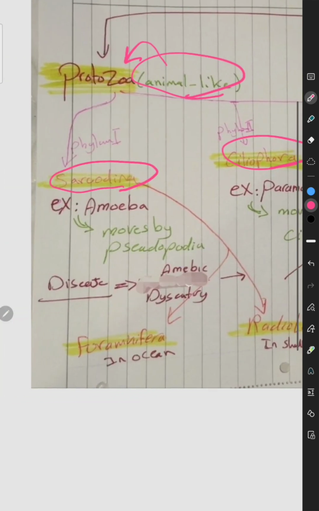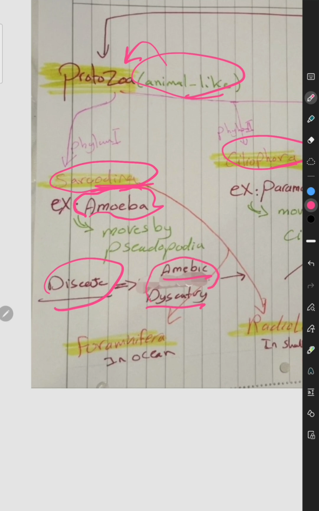In the first phylum, Sarcodina, the example is amoeba. This is the common name, and the scientific name for amoeba is Entamoeba histolytica. It can cause a disease for us called amoebic dysentery, and this disease is transmitted through contaminated food and water. This organism, amoeba, moves by pseudopodia.